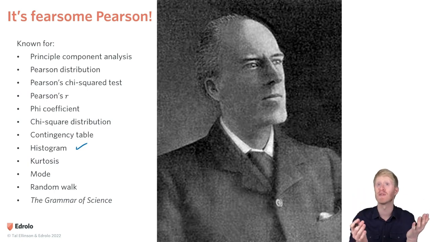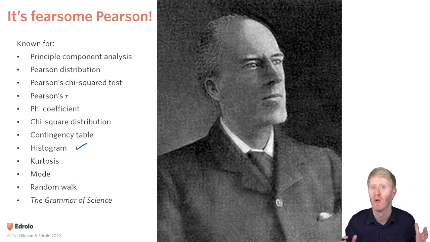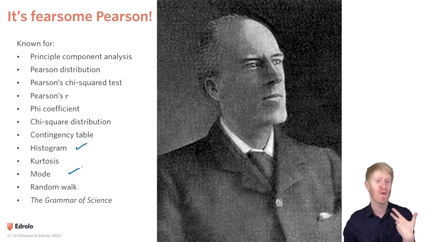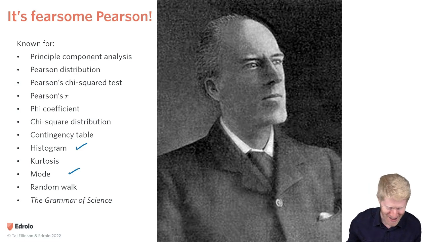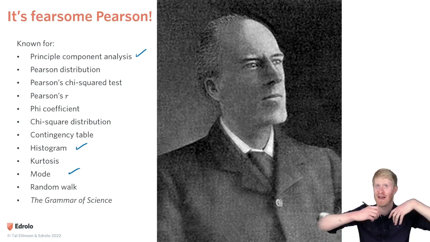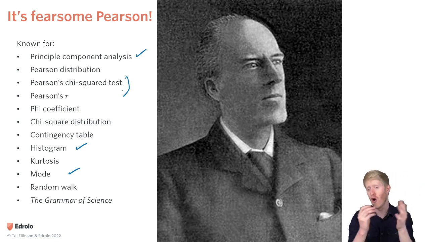A histogram is so useful. I use it in the machine learning work all the time to just print the data and see what I'm looking at before we build any models. The word mode, he came up with that. Mode. Why would you call it a mode? Anyway, what else? Principal component analysis, that's used in machine learning when you have features up to hundreds of dimensions big. The chi-squared test, that's used when we do non-normal distributions.